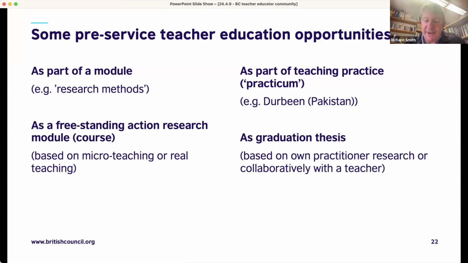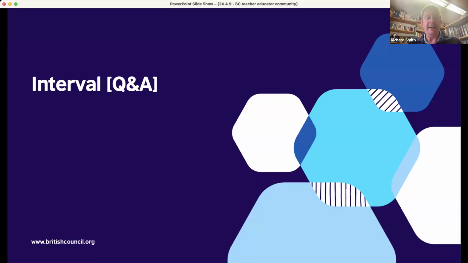And in other places, it is possible perhaps to replace the traditional, academic kind of research with a more practitioner research sort of graduation thesis, about your own teaching, if the students are doing teaching, or collaboratively with a teacher. Now, these are initial ideas. These are ideas we need to develop together, but these are some possibilities at least. I'm going to take a pause there and ask if you have any questions at this point.